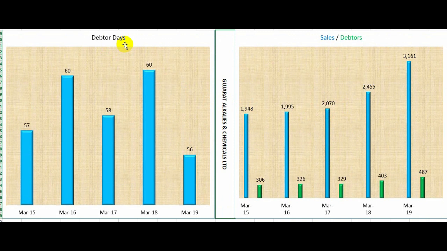Next, we'll look at the debtor days. This ratio helps us understand how fast or within how many days the company is collecting payment from its customers. In the earlier chart, we saw how much was pending to be collected, and in this chart we'll look at within how many days it is collecting those pending payments. So in March 19, the company is collecting payment in 56 days, and it has been throughout like that: 57, 60, 58, 60 and 56 days in March 2019.